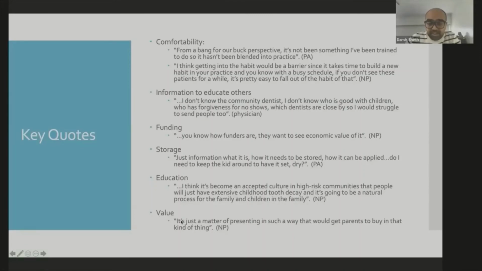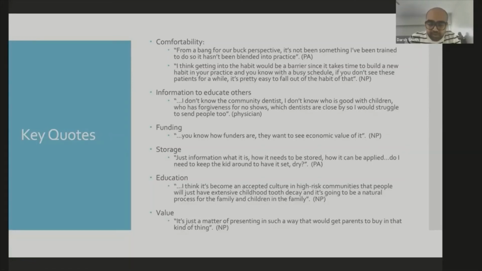And in terms of education, some providers did mention, such as a nurse practitioner, it's just become an accepted culture in high-risk communities that people will just have extensive childhood tooth decay, and it's going to be a natural process for the family and children in the family. So some providers do think that even though we can provide this service, not everyone will be receptive to it.